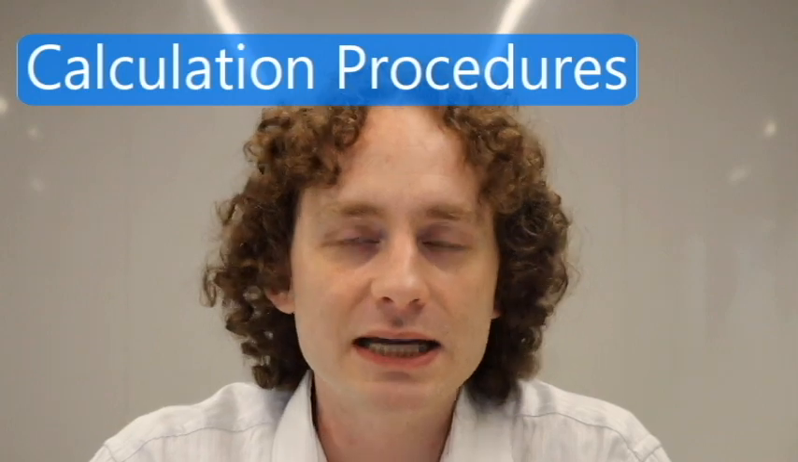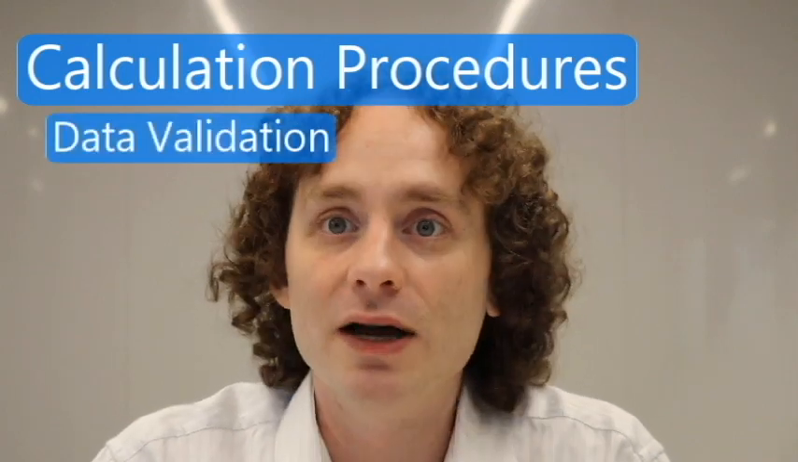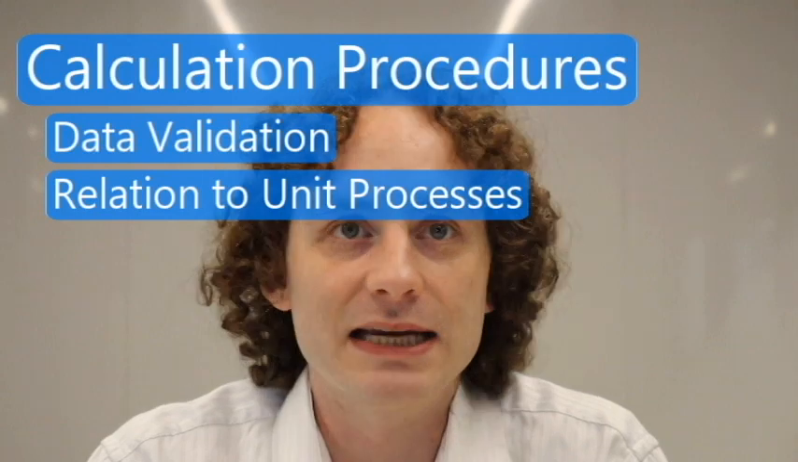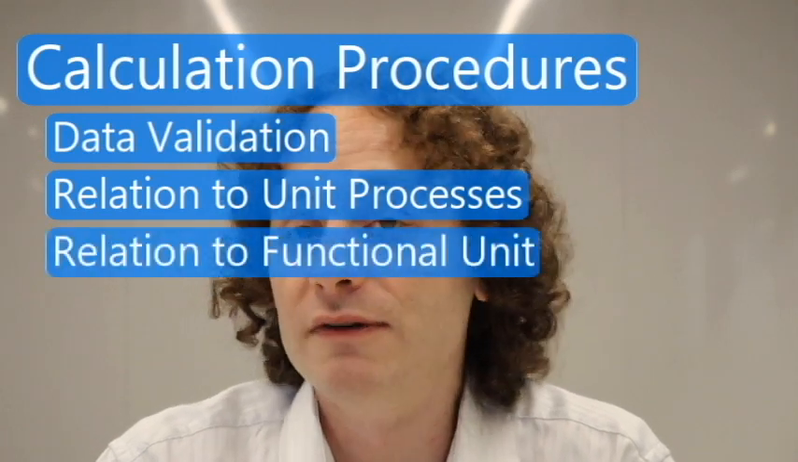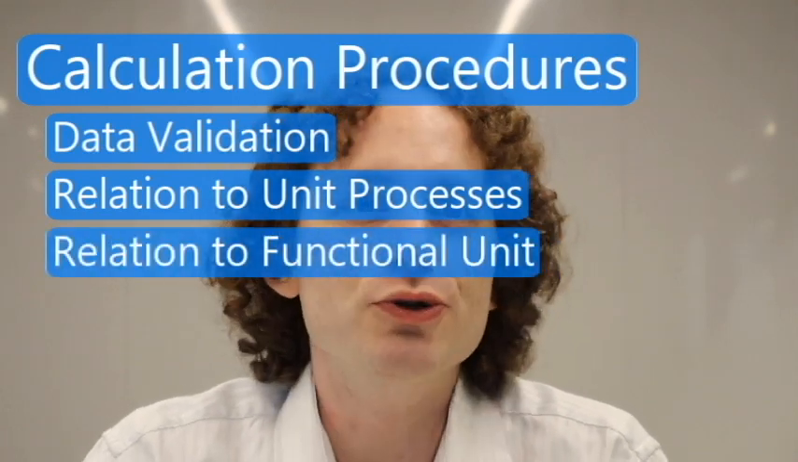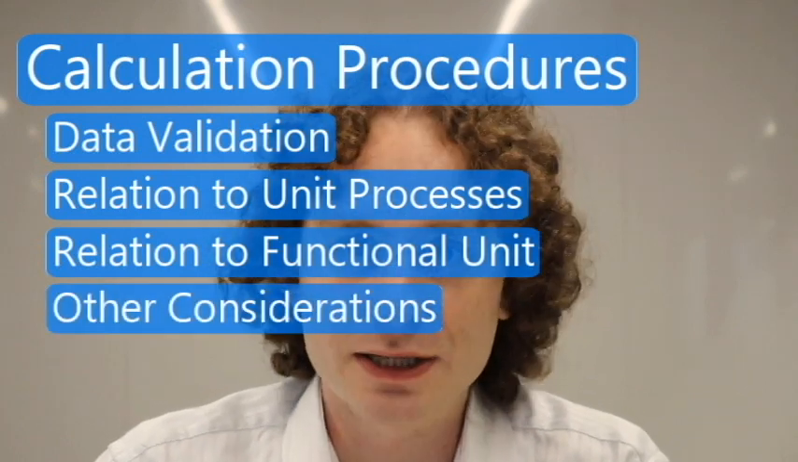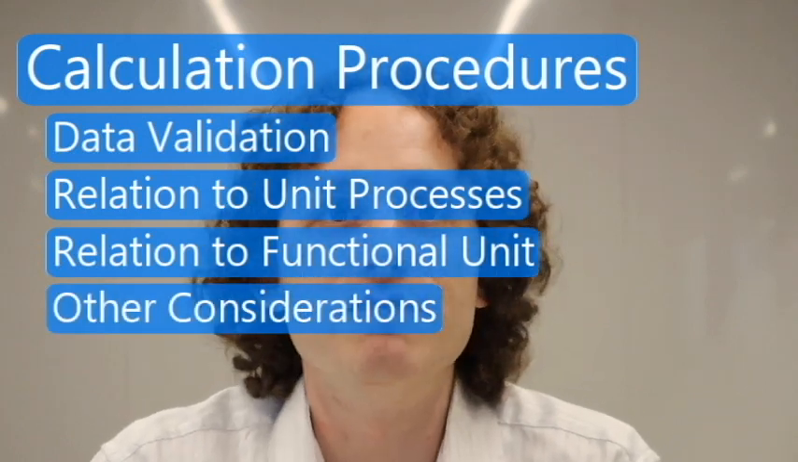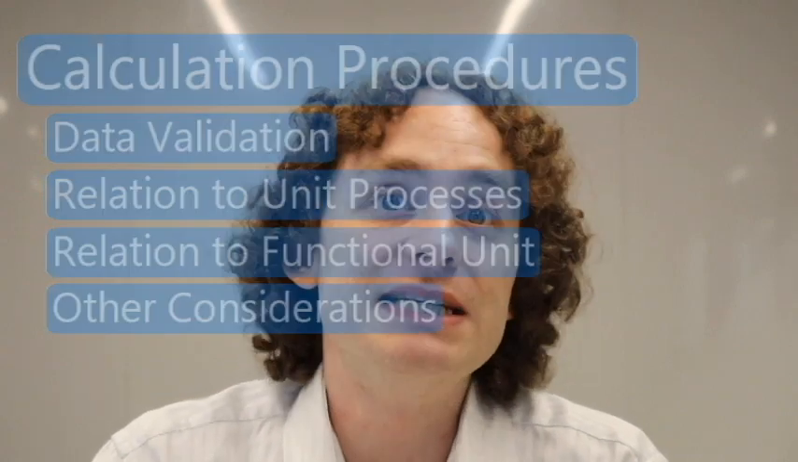Now, the term calculation procedures encompasses several different possible operations. It can include things like data validation, relating data to unit processes, and relating data to the reference flow of the functional unit. Whatever procedures you do employ, they should be explicitly documented, alongside any assumptions you've made, which should themselves be stated clearly and explained thoroughly. Also, your calculation procedures should be applied consistently throughout the entire study. Don't go changing things up once you hit the impact phase, for example.